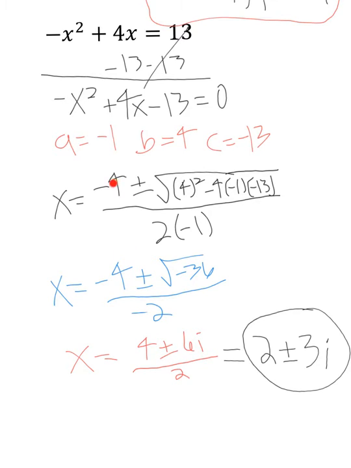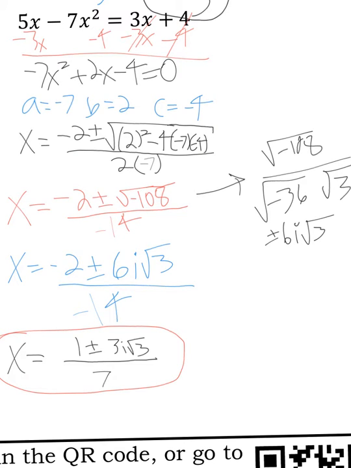So I have negative 4 plus or minus 6i all over negative 2. The negatives would cancel out here, so this is why I have positive 4 over 2. And then everything can be divided by 2, so if you can simplify the fraction, please do. And so that gets me 2 plus or minus 3i. Let's look at the next one.